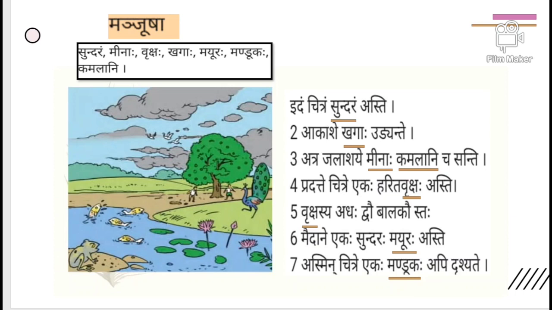But in Napunsaka linga, anekani should be used. Example, anekani phalani. Why is it anekani? Kim, ke, kani, that we learned. So the plural side is kani. So anekani phalani. Like that you have to complete the sentence. Example, Jalashaye anekani kamalani santi. Anekani kamalani santi.